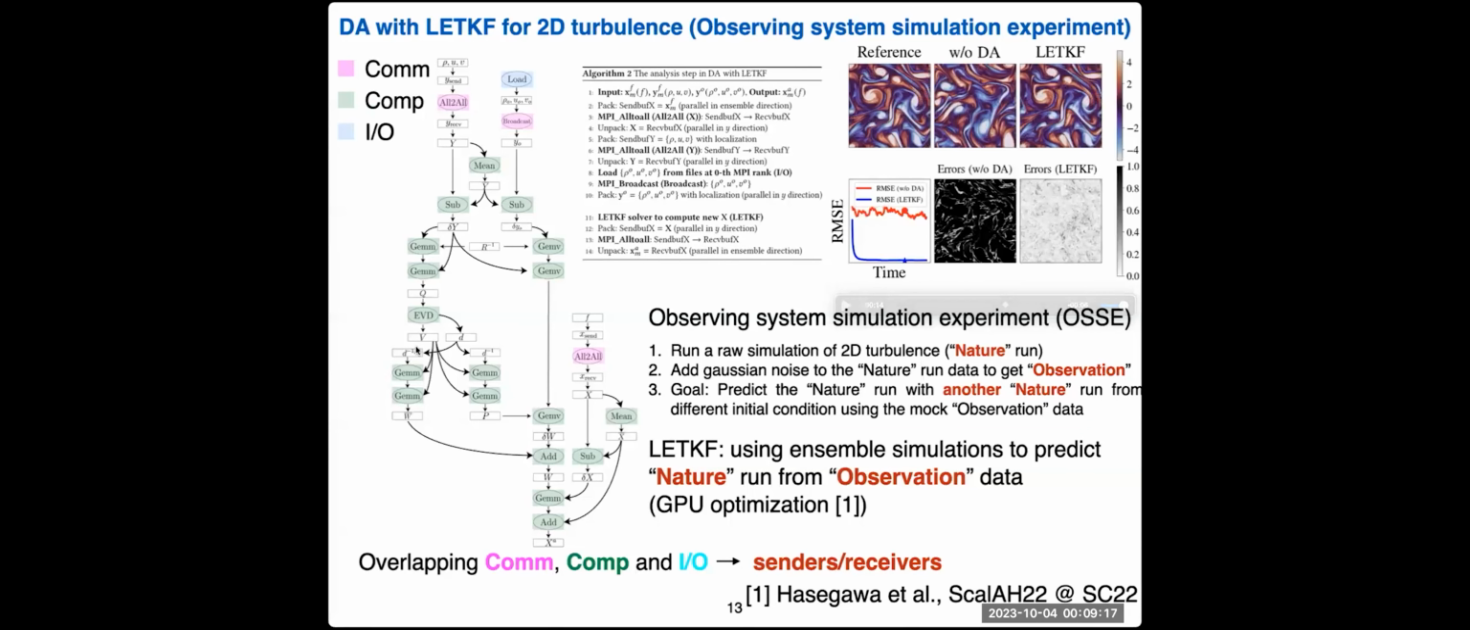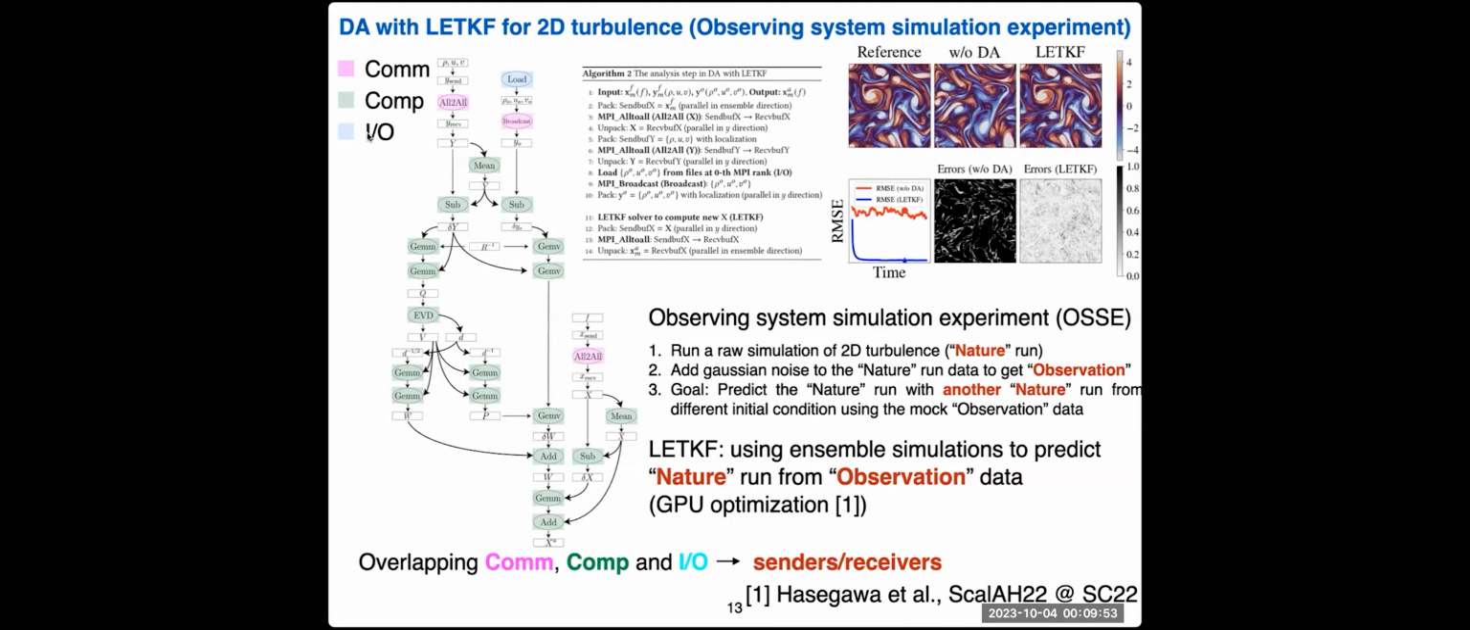This flowchart shows the operations of the LETKF, which is extremely complicated. But basically, this consists of three parts. One is the I/O, or loading the mock observation data from file, and then communications: all-to-all communication over ensemble directions, and broadcast operation, because only the master rank loads this file and broadcasts it to all the ensembles. Other than that, computations, which is basically the linear algebra, roughly speaking.